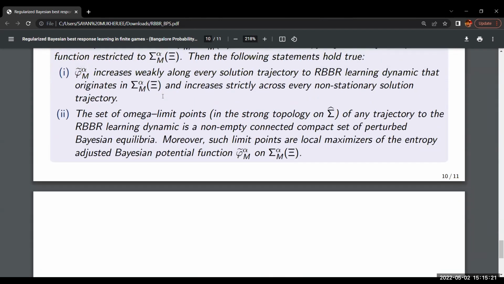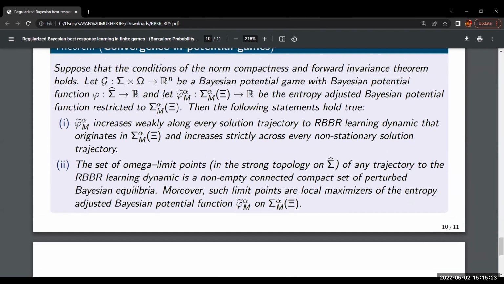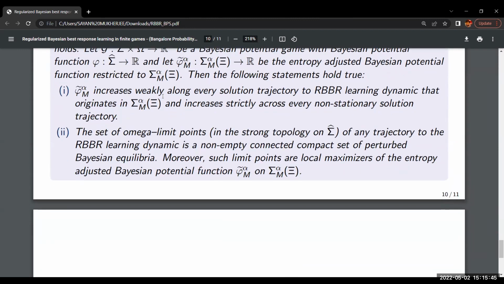So basically, in the case of Bayesian potential games, you start inside the norm compact forward invariant set. The omega limit points of the trajectories will be basically the regularized equilibria of the game. So in particular, we are showing that in the case of Bayesian potential games, in the long run, the trajectory will be lying mostly near the equilibrium of the underlying game.